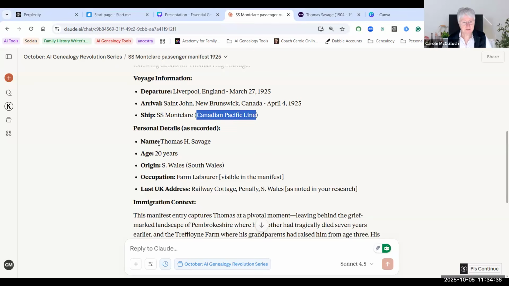Personal details, his name, and his middle name is just reduced to the initial H. Age 20, origin, South Wales. Occupation, farm labourer, and that is visible in the manifest. And the last UK address, that should read his birthplace, Railway Cottage, Penally, South Wales.